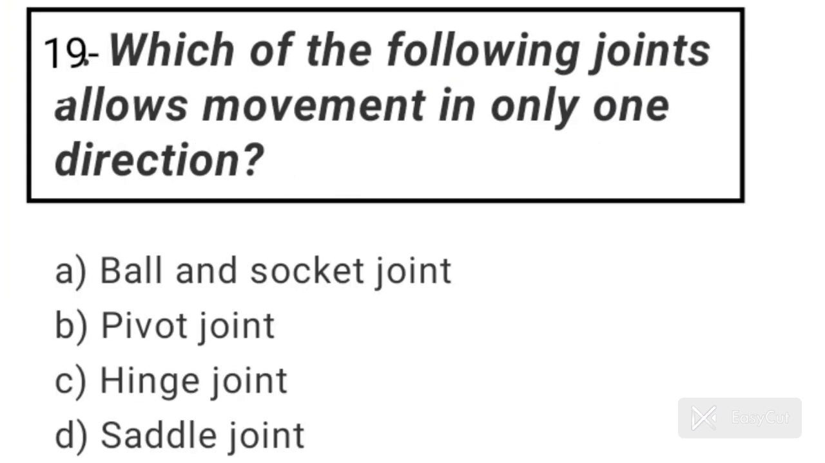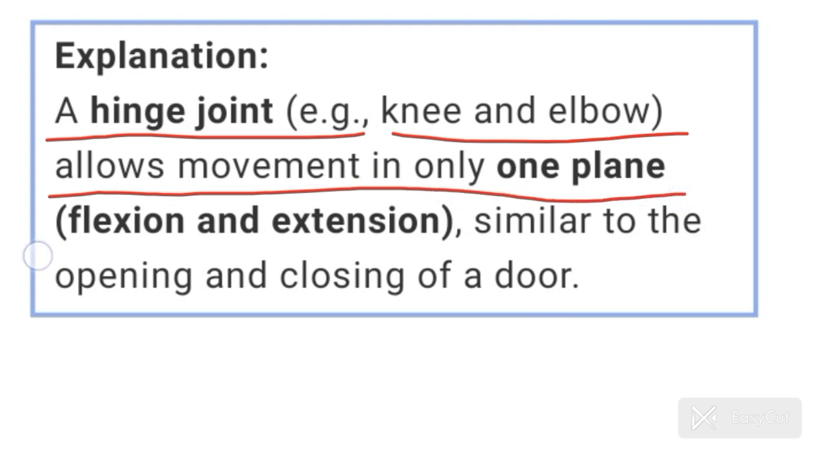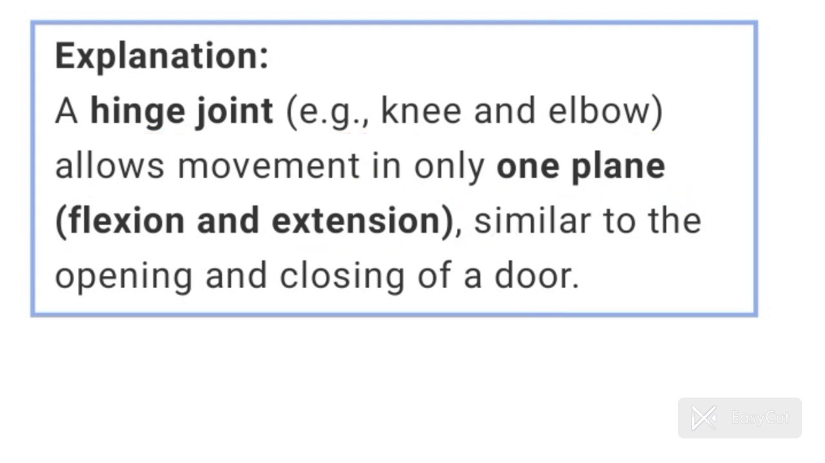Question number 19. Which of the following joints allows movement in only one direction? Option C is correct here. Hinge joint allows movement in only one direction and it is present in knees. A hinge joint, example knee joint, elbow joint, allows movement in only one plane, means flexion and extension. Similar to the opening and closing of a door. Hinge joint हमारे knees में और elbow में present होता है. ये similar होता है opening and closing of a door के.